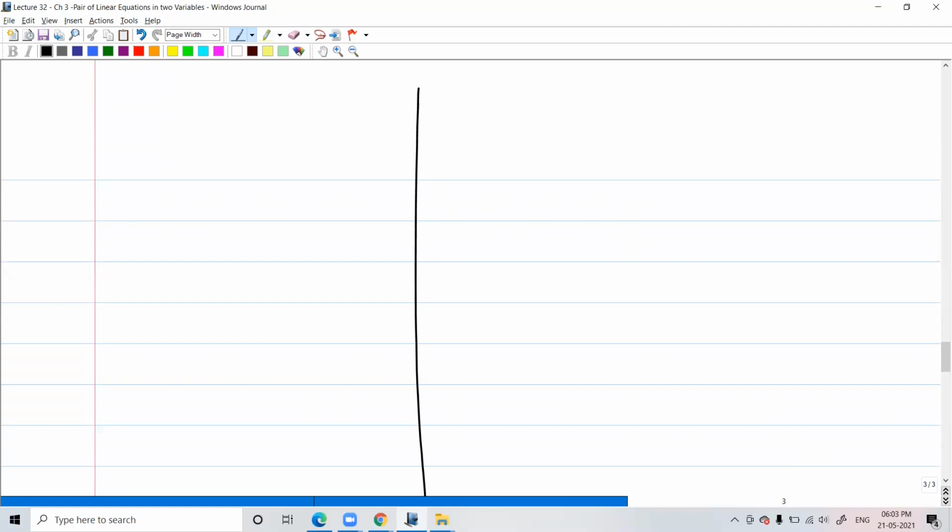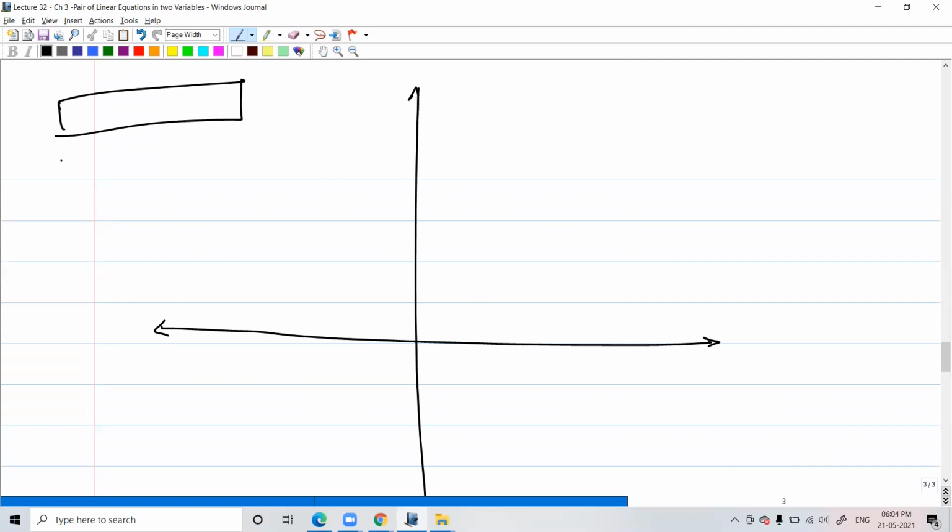Y-axis, and then I need to have an x-axis also. So that is our x-axis. Okay. So if I have one given equation, let's say that equation is written here. And there is another equation. What equation I'm talking about? I'm talking about linear equation in two variables.